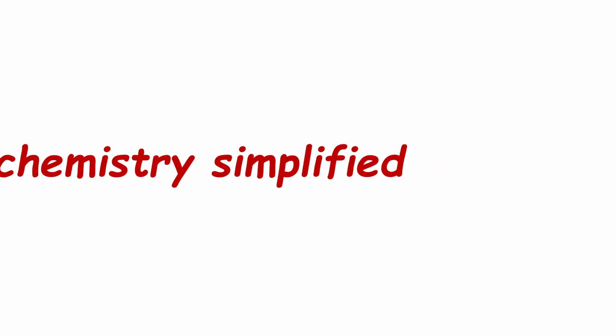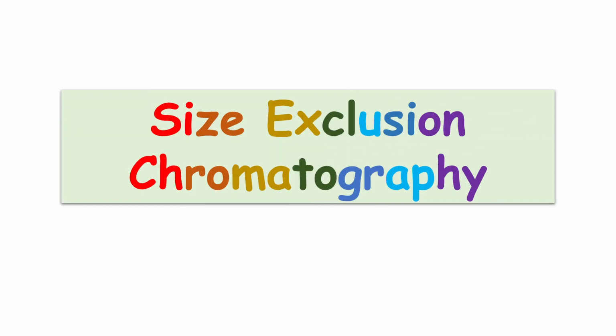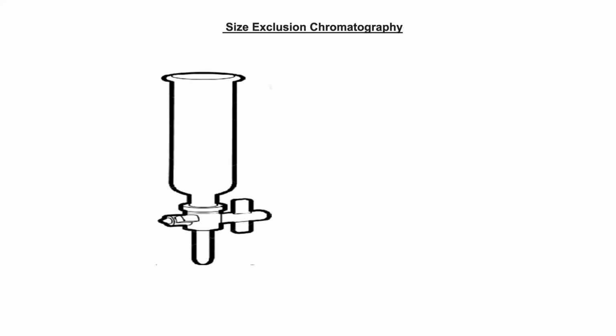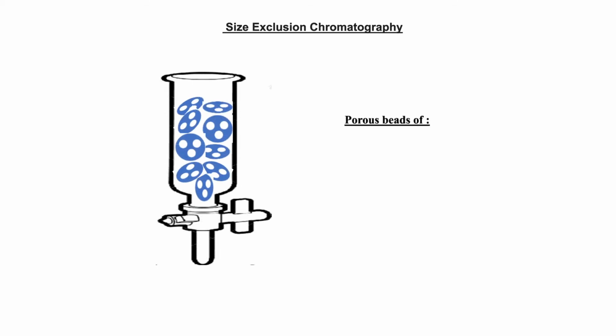Let us now discuss another technique of chromatography, that is called size exclusion chromatography. In size exclusion chromatography, we have a column filled with porous beads of polyacrylamide, dextran or agarose. Polyacrylamide is commercially known as Biogel P. So P for poly and P for Biogel P, or Sephacryl. So Biogel P or Sephacryl is a commercial name given to polyacrylamide beads with pores.